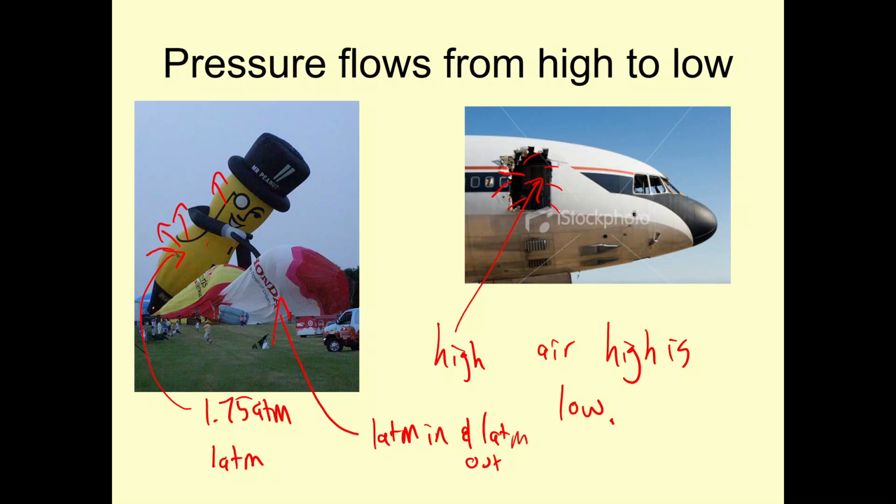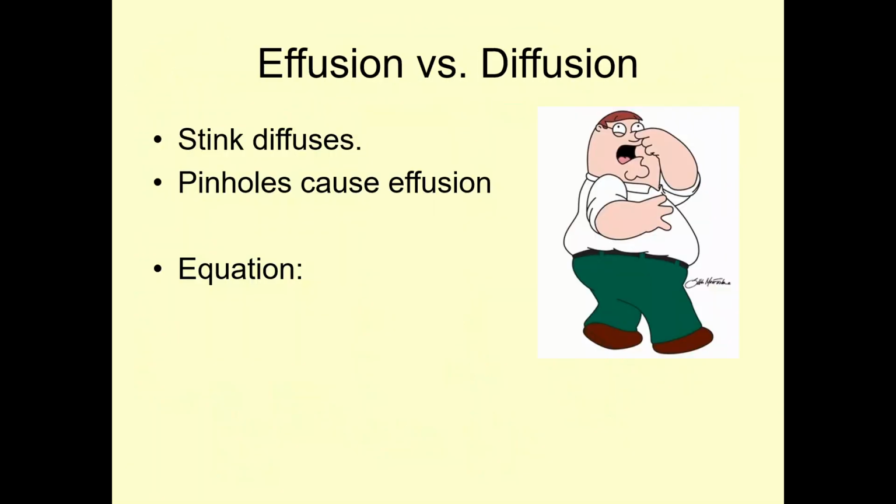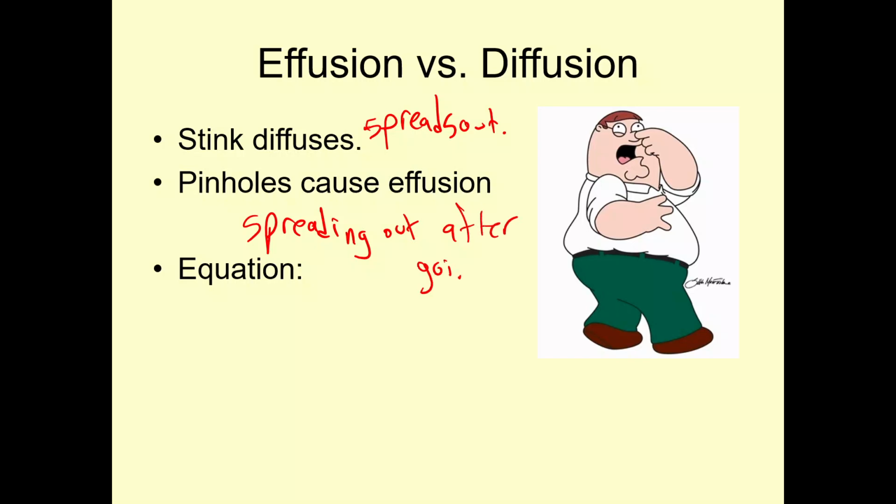Okay? So what do you need to know? Pressure flows from high to low. Effusion versus diffusion. Stink diffuses. Pinholes cause effusion. Stink diffusion. Diffusion just means it spreads out. Effusion is spreading out after going through a door. And it's usually a pinhole.